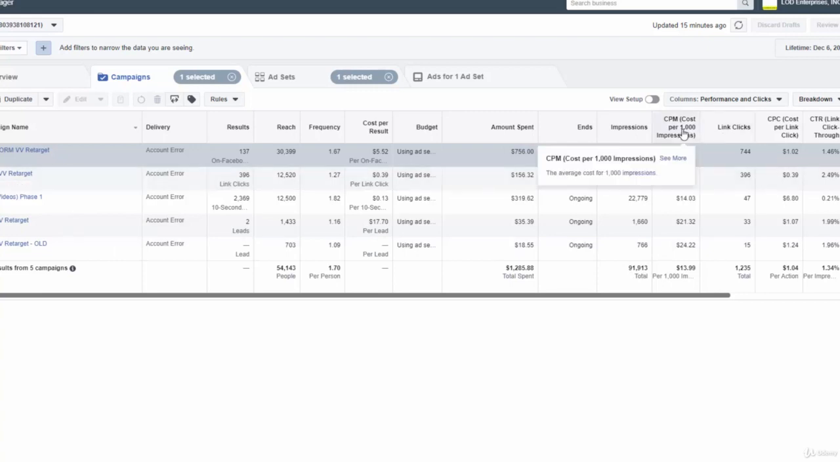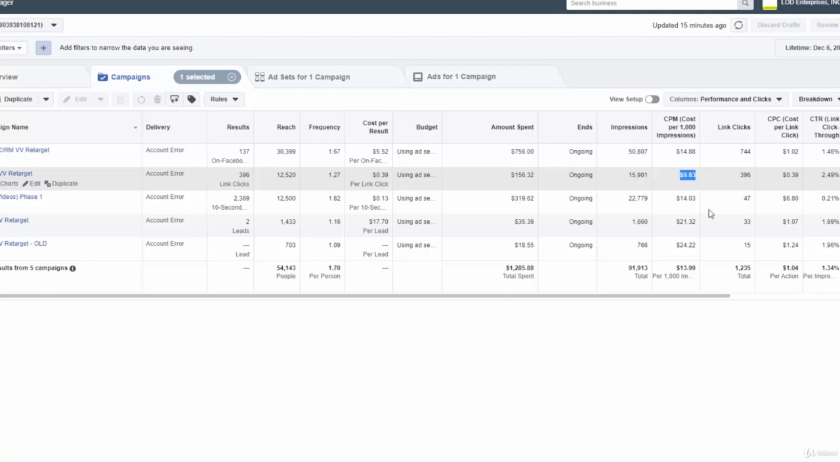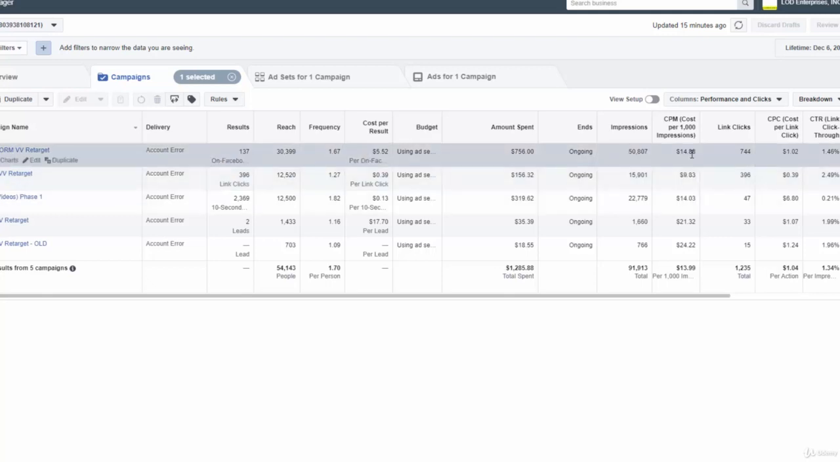And then the CPM here, this is cost per 1,000 impressions. So for 1,000 people to see the ad, that's about $14.88, okay? And then for 1,000 people to see this ad here, it was $9.83. And so this is essentially showing us how much it cost us to have Facebook show the ad to 1,000 people.